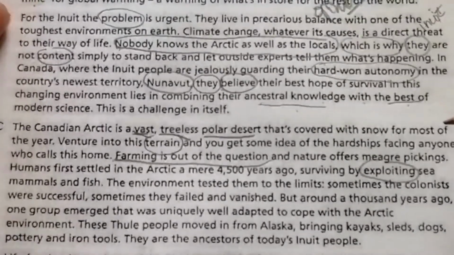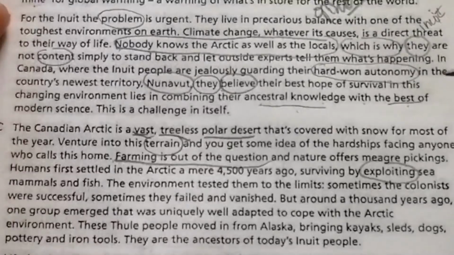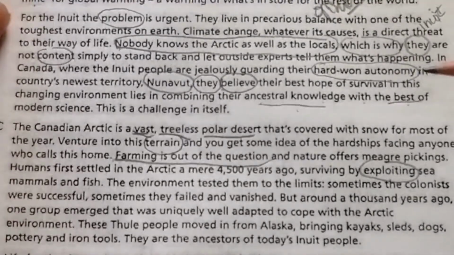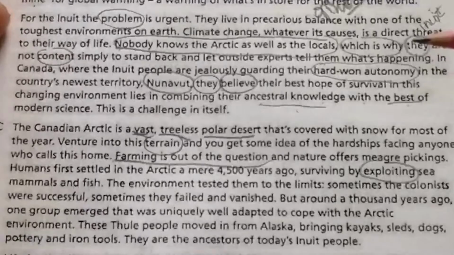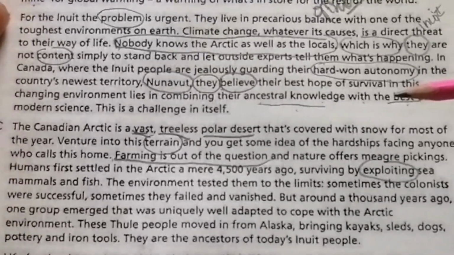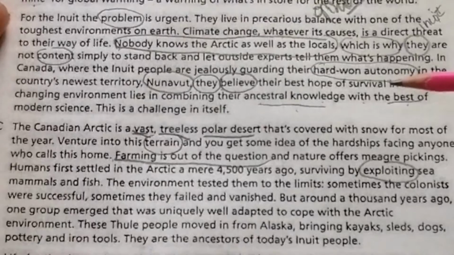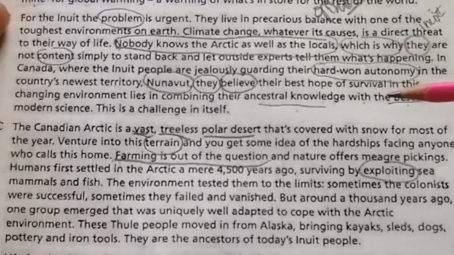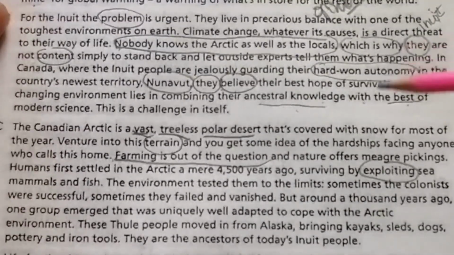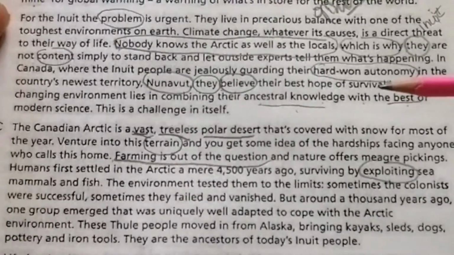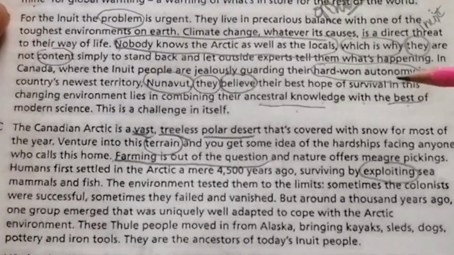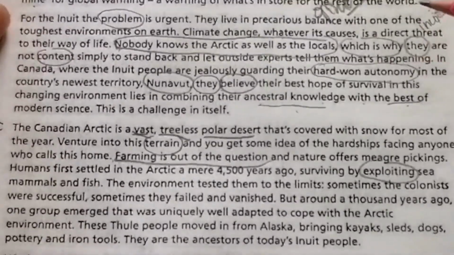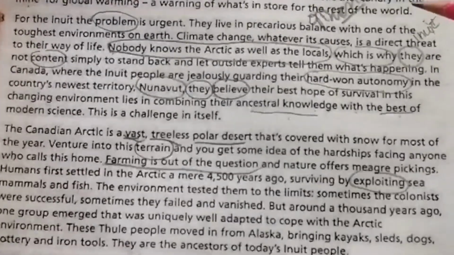So in these 4 lines we have got the idea about the area of the Arctic region, that the area was vast, there were no trees, it is a polar desert, and most of the time the area is covered by snow, and farming is out of question, and people used to get things through nature. And 4,500 years ago, people used to catch sea mammals or fish as their food. So the basic idea is about the area of the Arctic region.